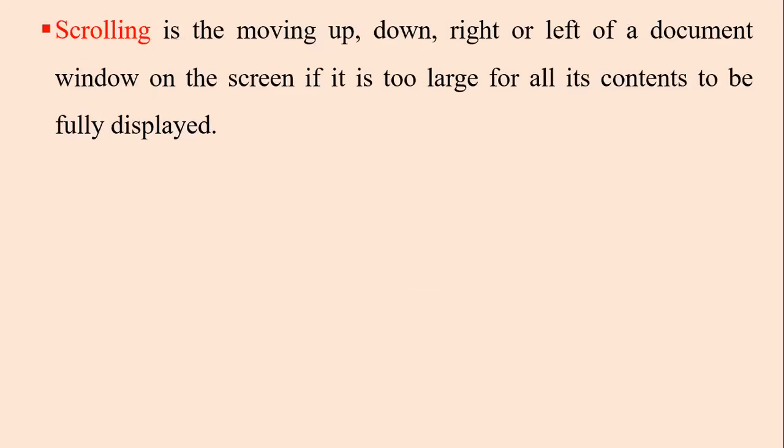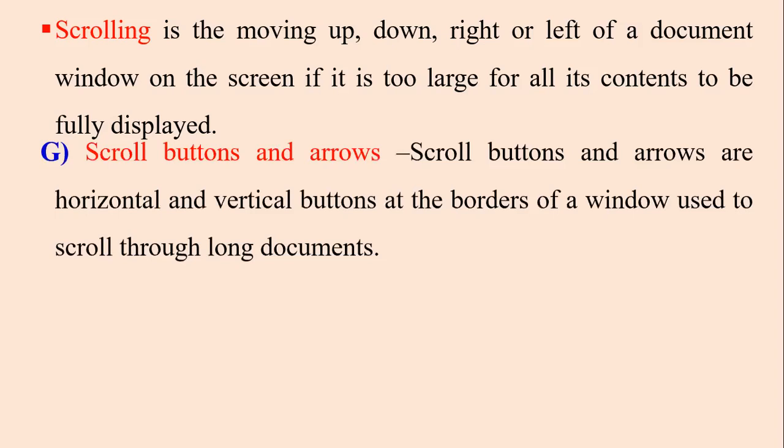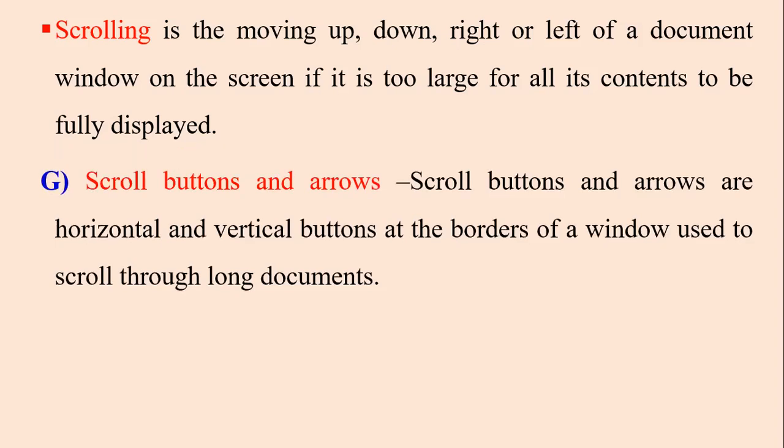Scrolling is the process of moving up, down, right, or left of a document window on the screen if it is too large for all its contents to be fully displayed. The other part is scroll buttons and arrows. The scroll buttons and arrows are horizontal and vertical buttons at the borders of a window that are used to scroll through long documents.